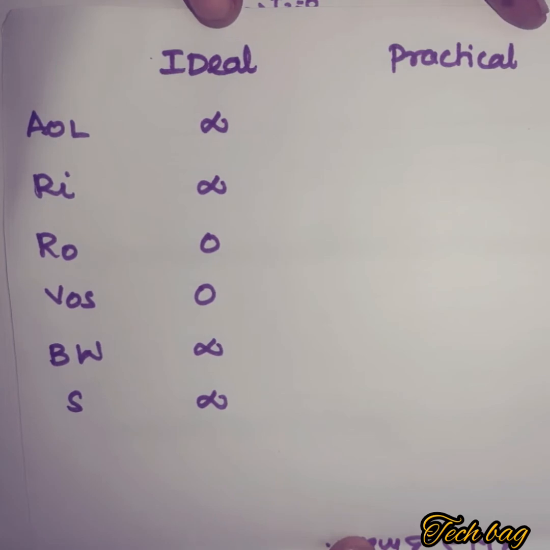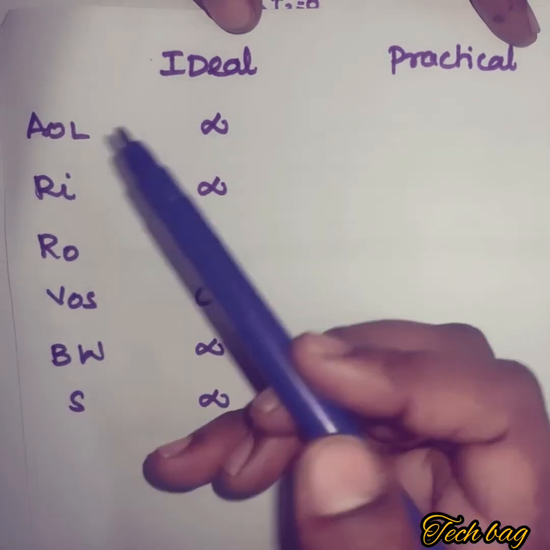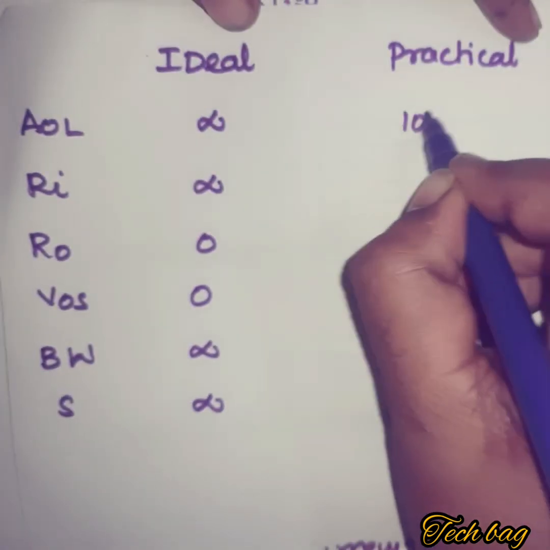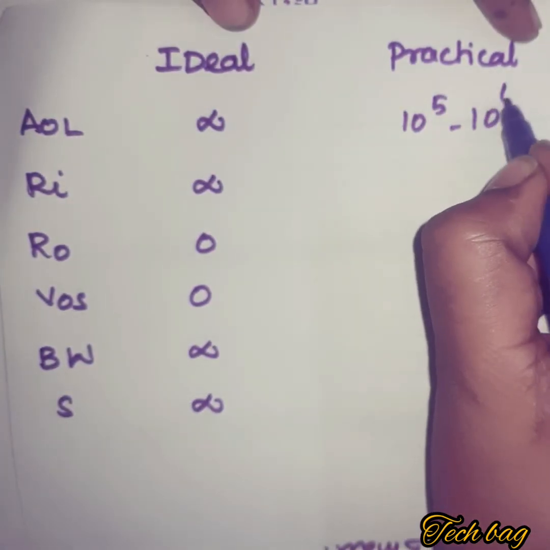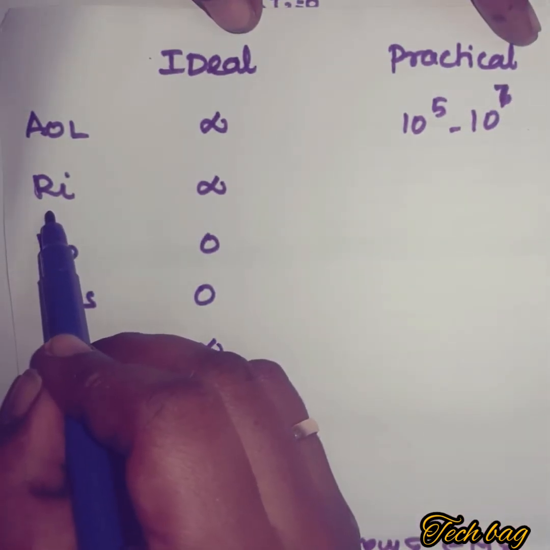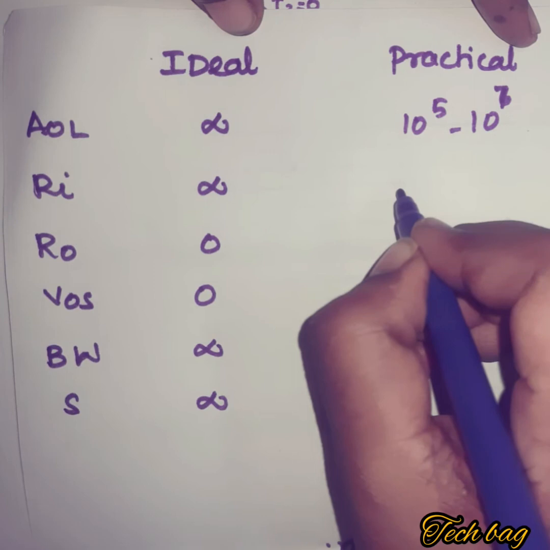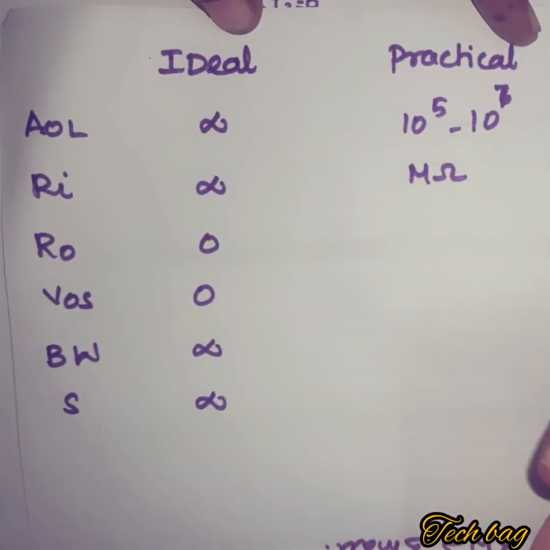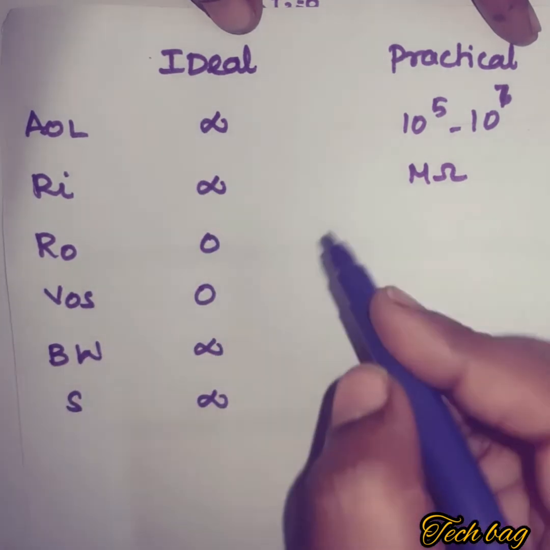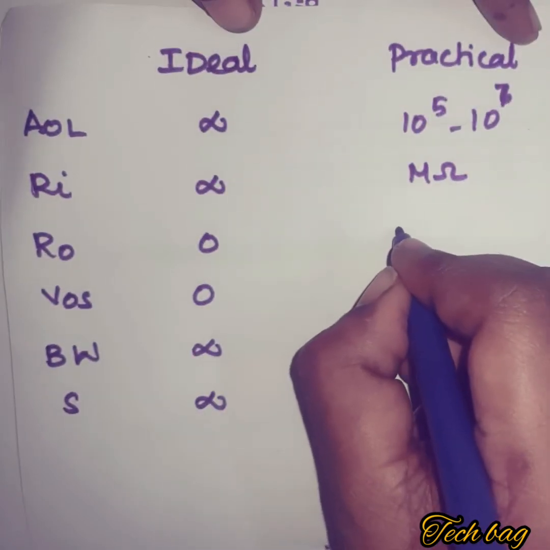Next, let us compare the characteristics of ideal operational amplifier with the practical. First one, voltage gain. In ideal operational amplifier, voltage gain is infinity, but in practical amplifier, it is in the range of 10 power 5 to 10 power 6 or 7. And next one is input resistance, that is input impedance. In ideal operational amplifier, it is infinity, and in practical operational amplifier, it is in the range of mega ohms. And output resistance is 0 in ideal operational amplifier, and in practical operational amplifier it is in the range of few hundred ohms.